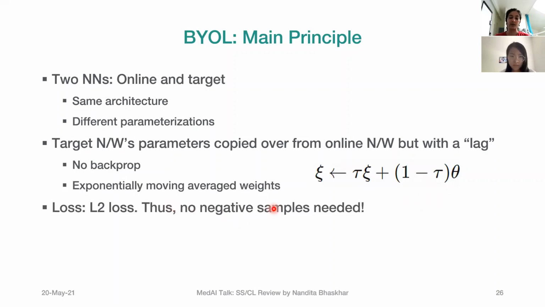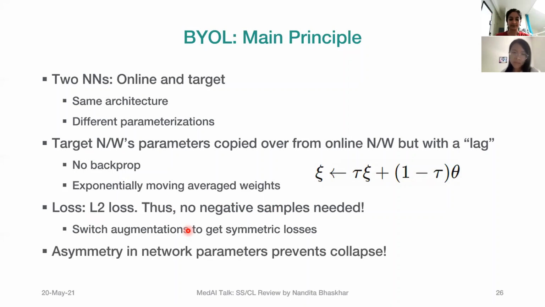And because there are no negative samples required, the loss is just an L2 loss. Because you have two views, you can always interchange the views, and so you get two terms for your loss. So you get symmetric losses. It's pretty interesting to note that this is the first network which does not need any negative samples to prevent collapse. It was a pretty surprising thing that this even worked, but it worked really well and pretty much on par with SimCLR and MoCo.